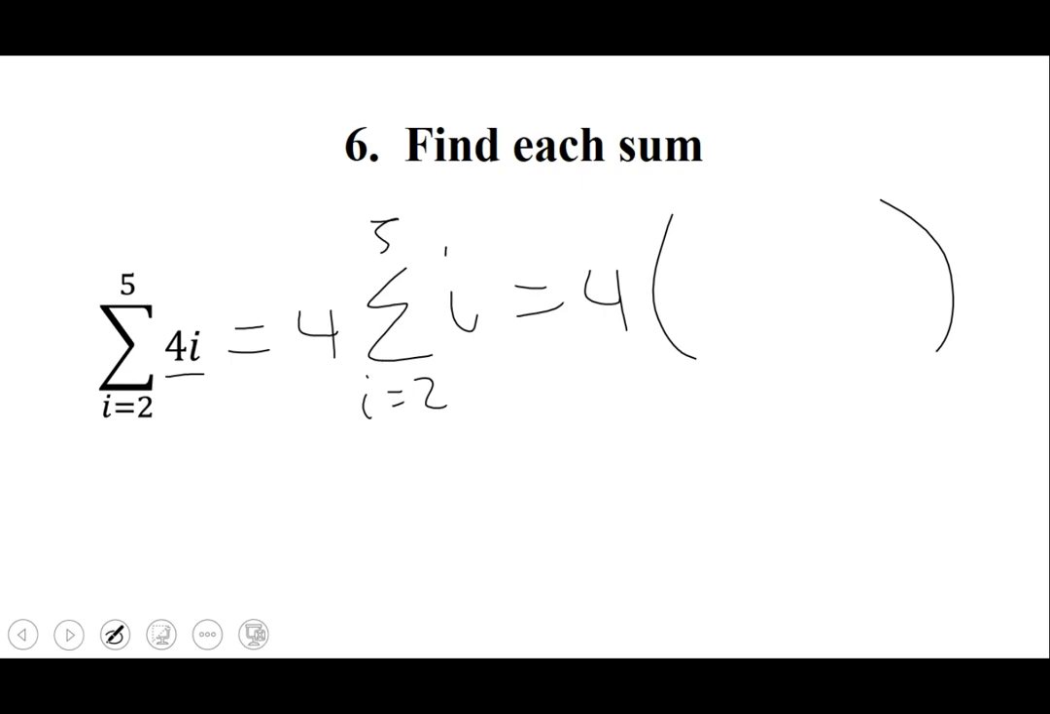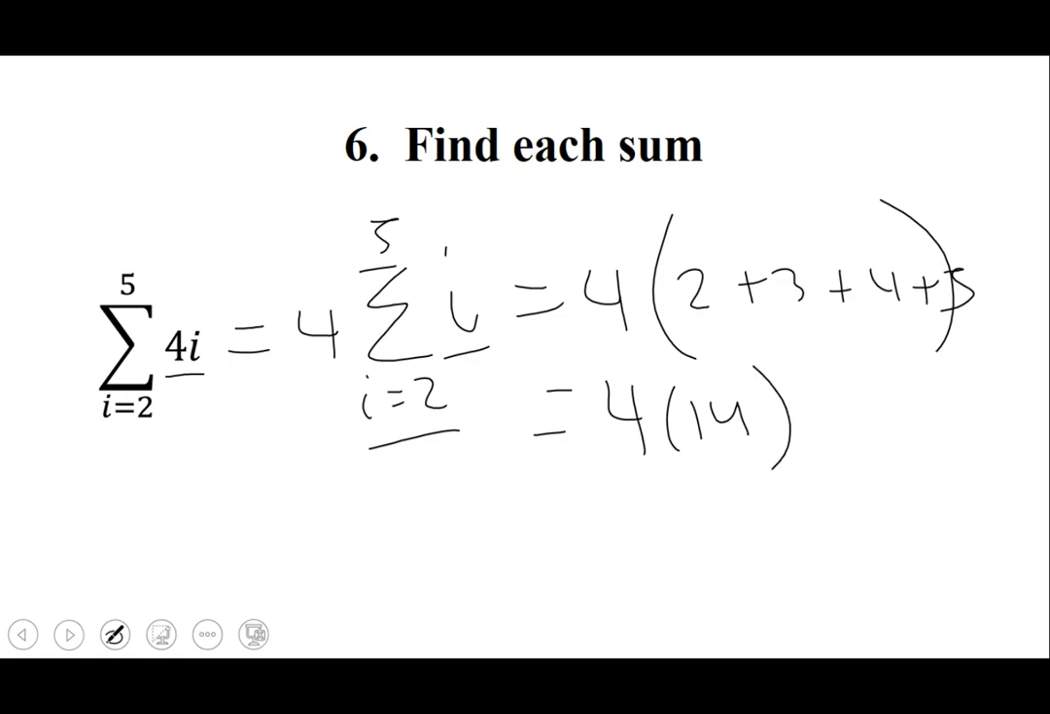And now you're going to plug in all the values from 2 to 5 for i. So 2 plus 3 plus 4 plus 5. If you then go ahead and add up, 2 plus 3 is 5, 5 plus 5 is 10, plus 4 is 14. 4 times 14 is a total of 56.